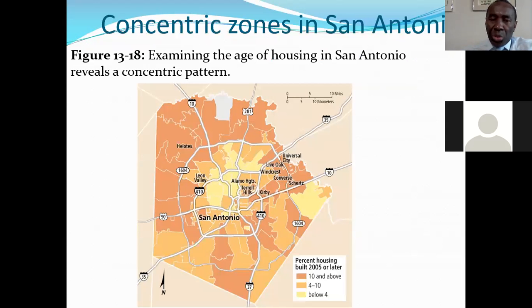Let's take a look here. In San Antonio, what do we see? 10% and above of the new houses are in the outer rings. These are the newer suburbs. 4 to 10% are within this area. And close to the inner ring, there are below 4% new houses. So you have the older houses here, you have the not too old houses here, and you have the brand new houses. Most of them are here in the suburbs.